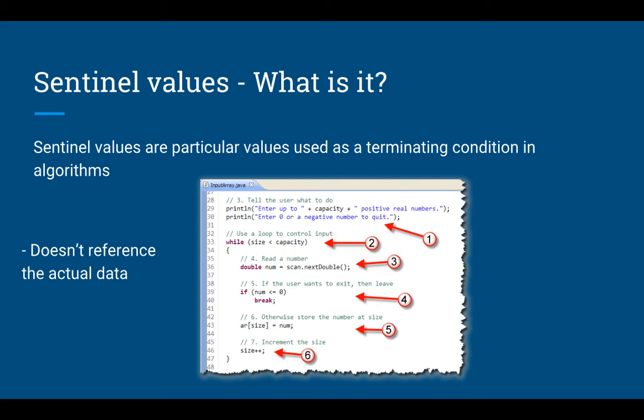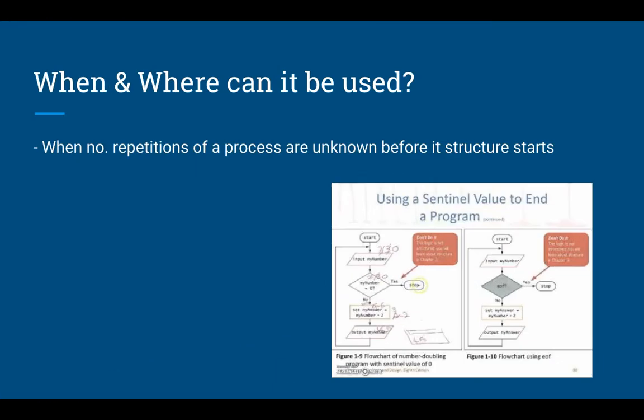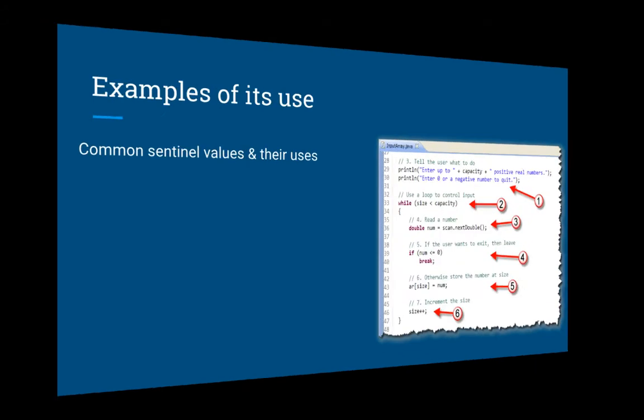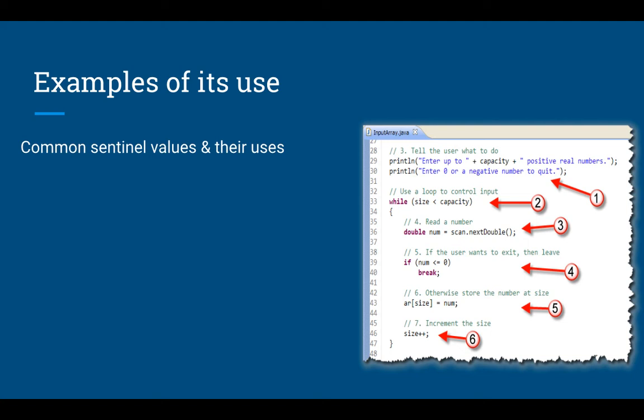In other words, a Sentinel value is typically chosen as a data value that the loop won't meet, and hence not encounter or interact with. So Sentinel values can be used when the number of repetitions for a looping process is unknown before the actual repetition structure begins, and also to signal the end of user input. Hence algorithms which repeat until a Sentinel value is seen are known as Sentinel loops. They're also typically associated with file streams.